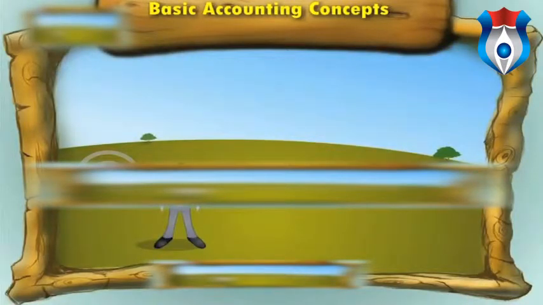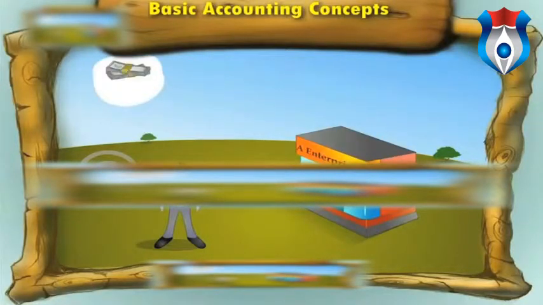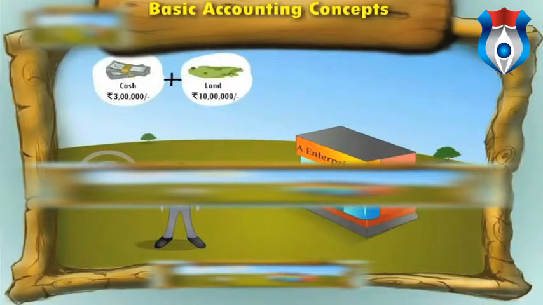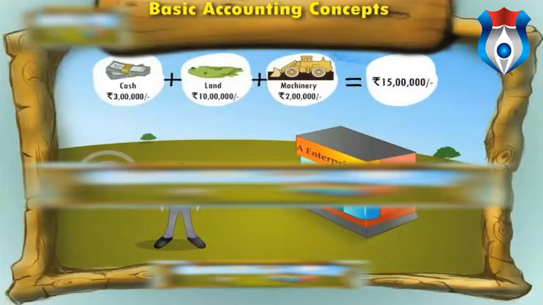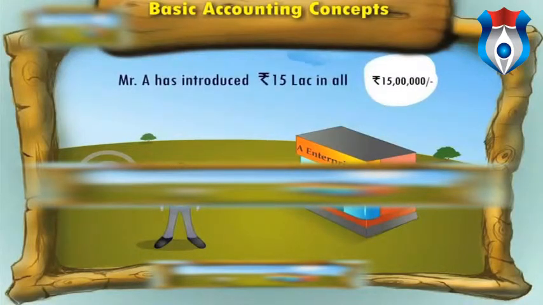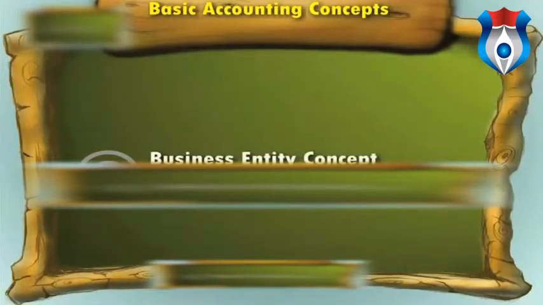Mr. A decided to start a business by the name A Enterprises with cash 3 lakh rupees, land worth 10 lakh rupees, machinery worth 2 lakh rupees, a total of 15 lakh rupees. Thus, Mr. A has introduced 15 lakh rupees in all. This is the concept of business entity.